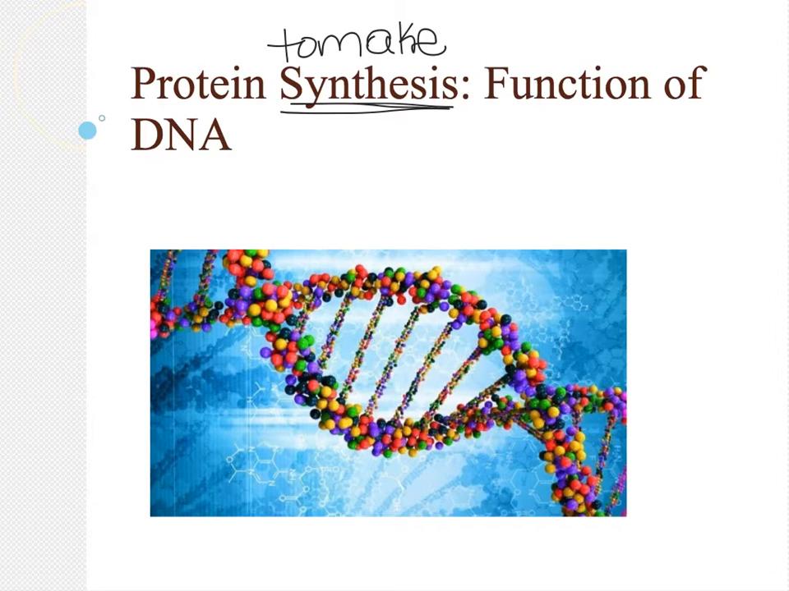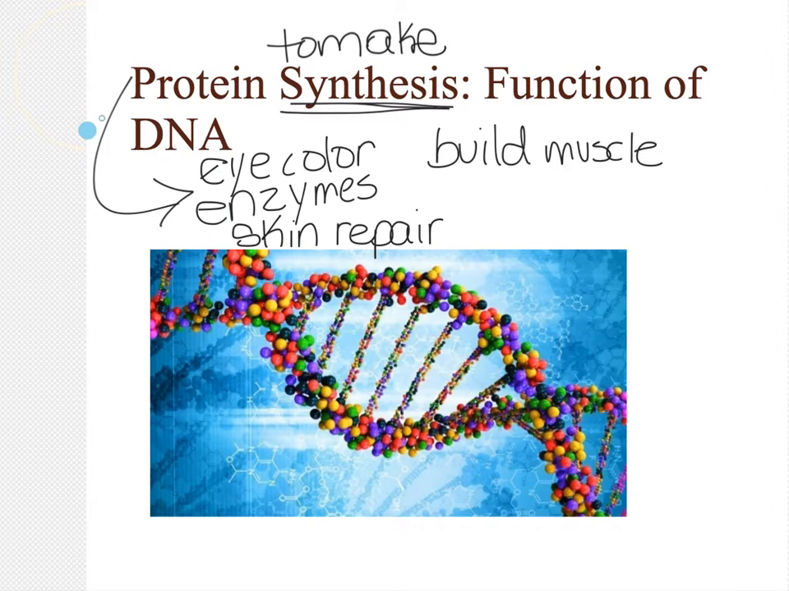And if we stop and think again about what proteins do, they have a lot of different jobs. Some of the jobs of protein include things like giving you different characteristics like your eye color or your hair color. Also, proteins are also enzymes, and enzymes are going to help you do a lot of different things, including digesting your food. Also helps you with skin repair, building muscle. So a lot of things are connected to proteins.